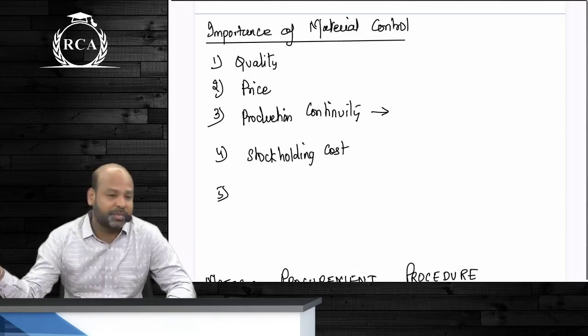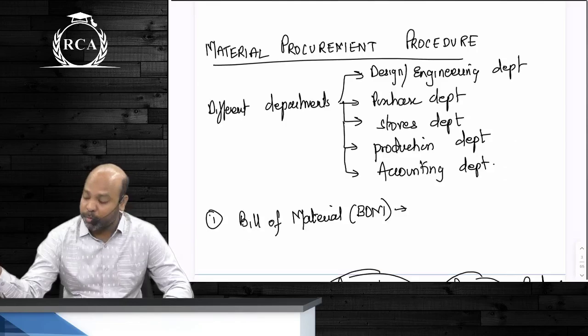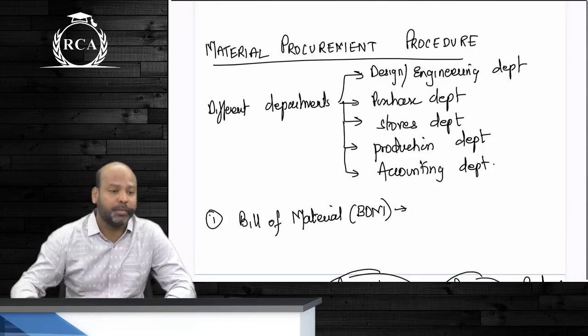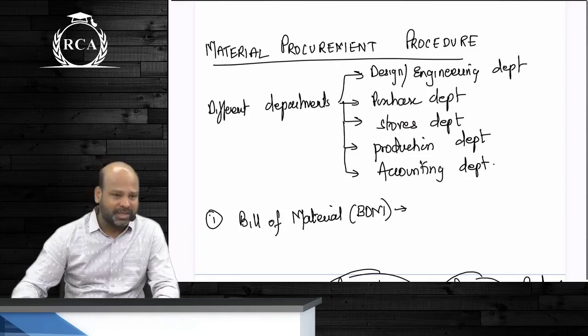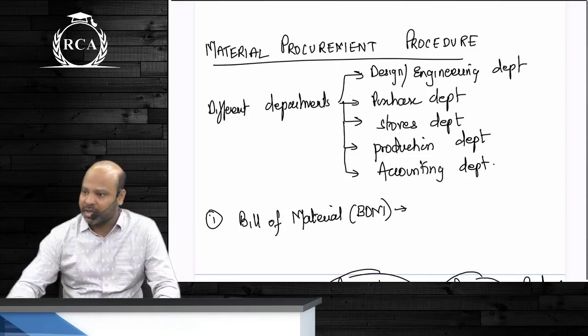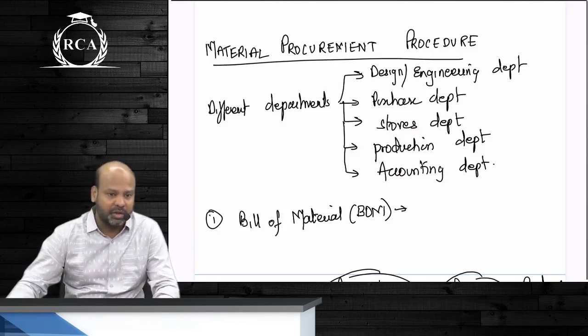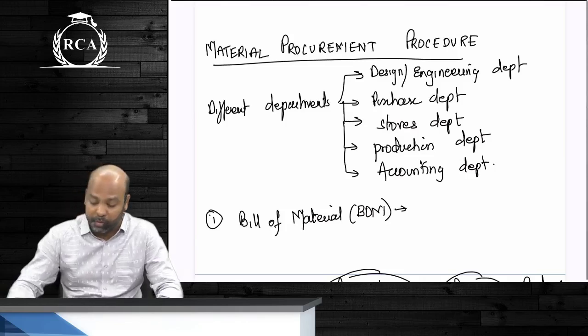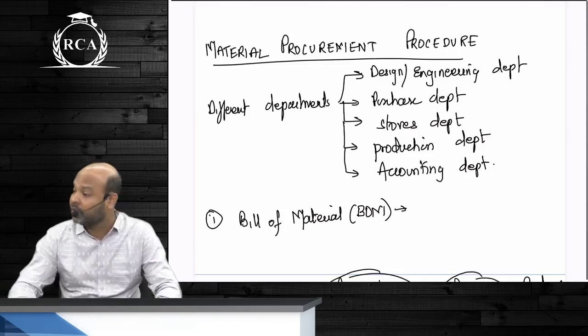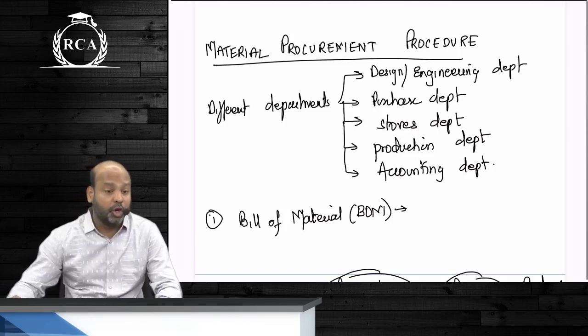So that was the first part, guys. After this, we moved on to material procurement procedure. Before this, I spoke about the different types of departments, guys, that an organization can have. There can be production department, purchase department, stores department, engineering or design department, accounts department. So under material procurement procedure, guys, we had first one is bill of material.